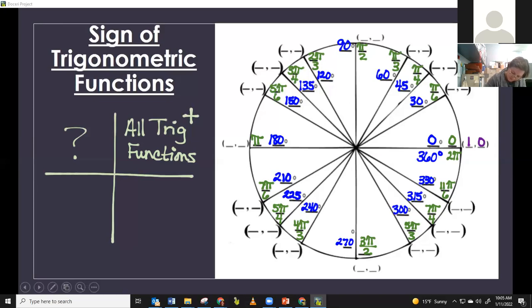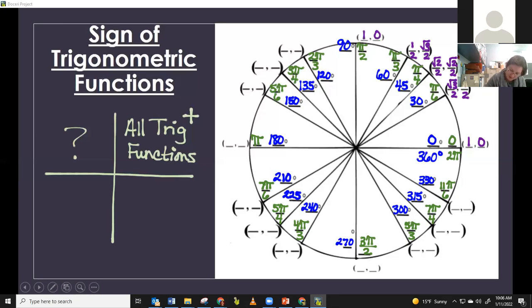1, 0. This over here would be square root of 3 over 2 and 1/2. Square root of 2 over 2, square root of 2 over 2, 1/2, square root of 3 over 2. These are coming from our special rights, our 30, 60, 90s, and our 45, 45, 90s.